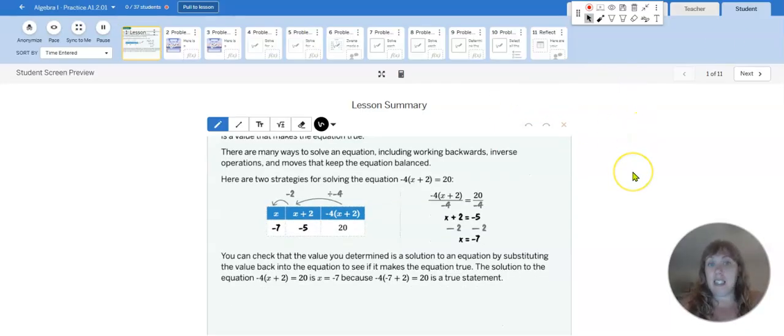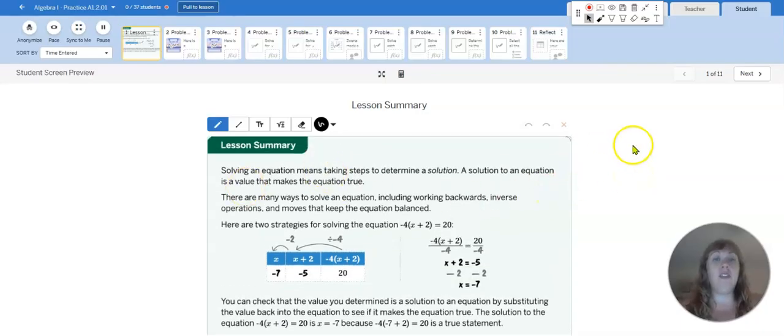So we see the lesson summary, which says solving an equation means taking steps to determine a solution. A solution to an equation is a value that makes the equation true. There are many ways to solve an equation, including working backwards, inverse operations, and moves that keep the equation balanced. That's what's really important when we're working with an equation. We got that equal sign. Whatever we do to one side, we have to do to the other. We have to keep it balanced.